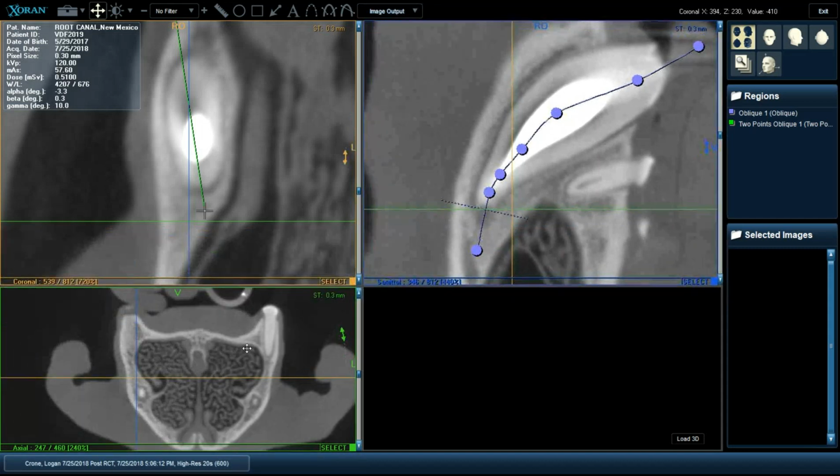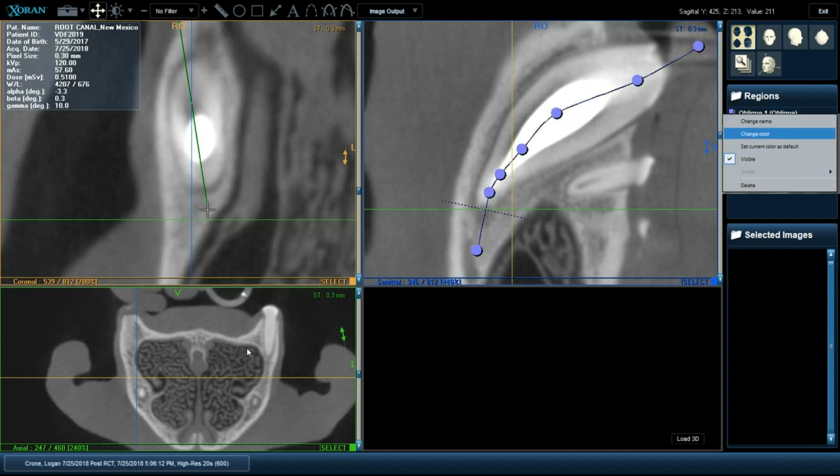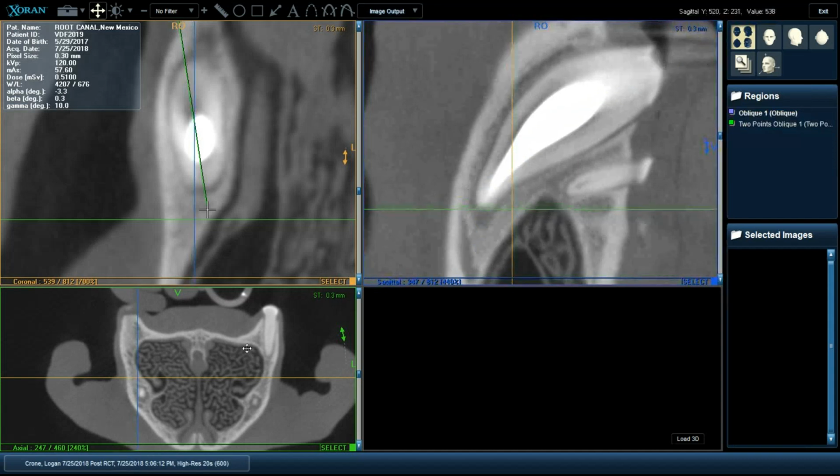And here is the same tooth, but this time we're looking at it after treatment. And obviously, this is the gutta-percha fill. If I turn this off, you can see it a little better. We can appreciate the nice fill, very homogeneous.